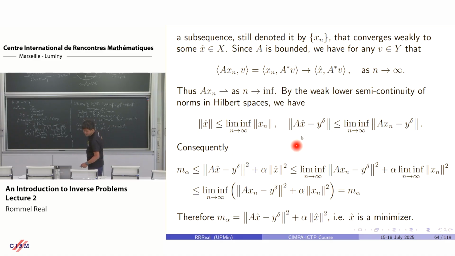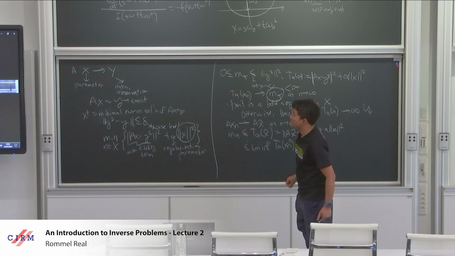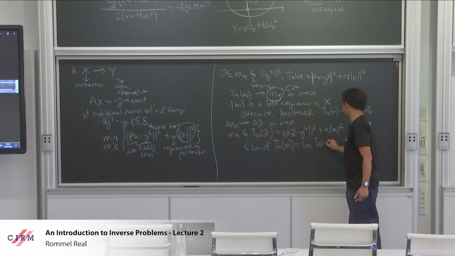Note, if we take the limit infimum, what we actually get here is in terms of the minimizing sequence. So by virtue of x sub n being the minimizing sequence, this limit infimum is just equal to the limit of these terms here. So that means that the limit infimum of T sub alpha of x sub n is just equal to the limit of T sub alpha of x sub n, which is just m sub alpha.